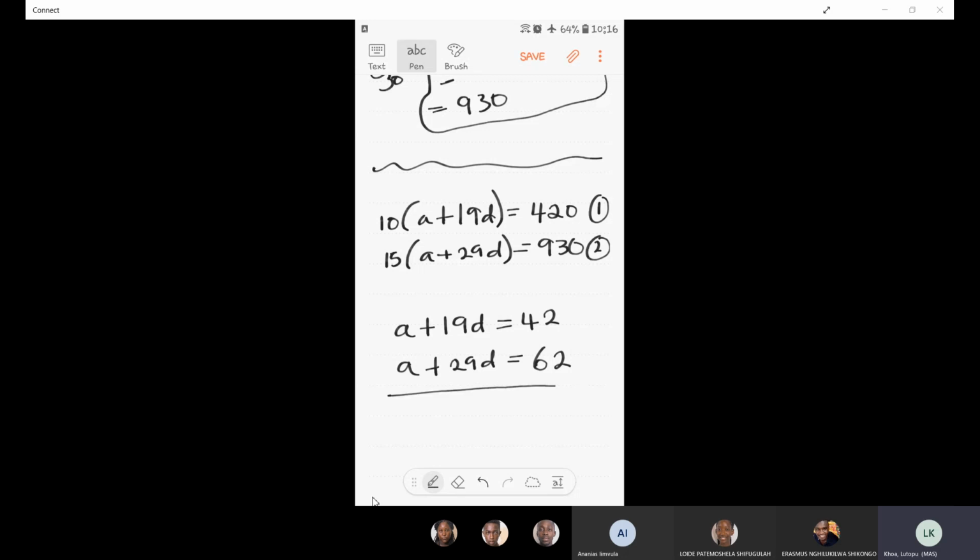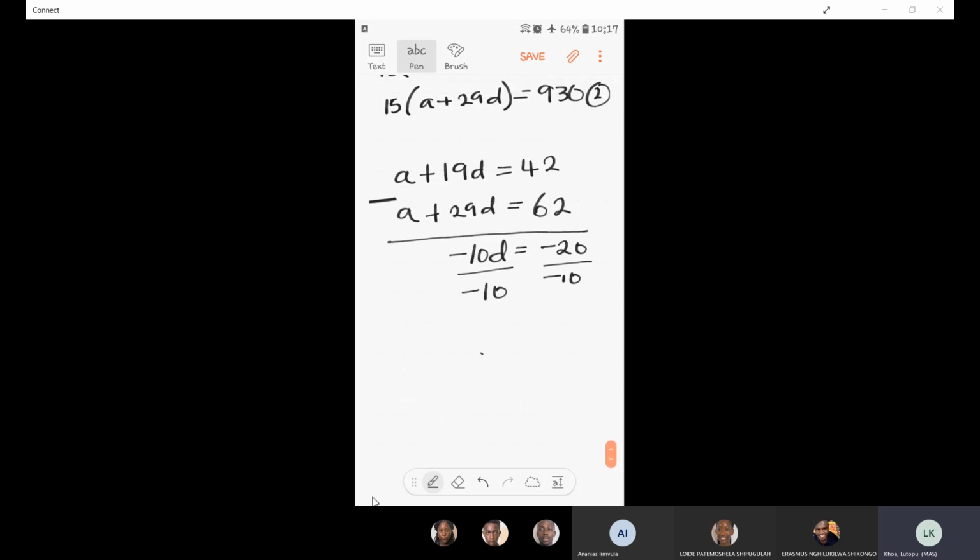Then we can use elimination to solve this because the coefficients of A are the same. The signs are also the same, so I will subtract. Then I have 19 minus 29, this is negative 10D, and then 42 minus 62, this is negative 20. And then I divide by negative 10 on both sides. This means that D is equal to 2.